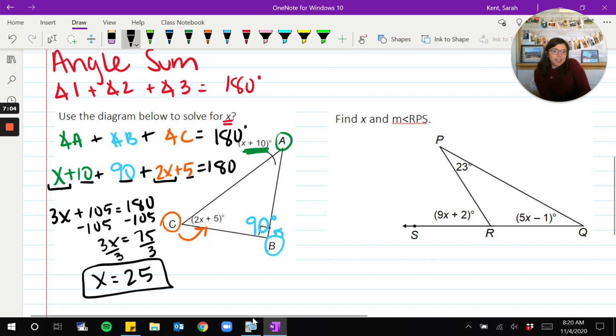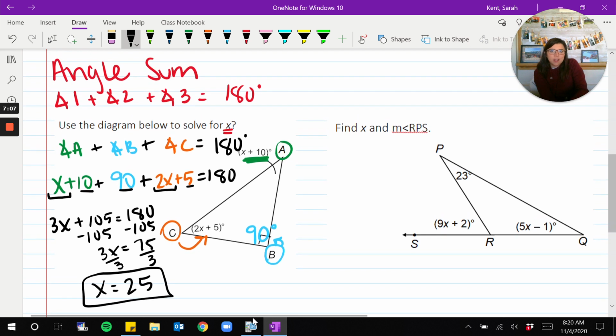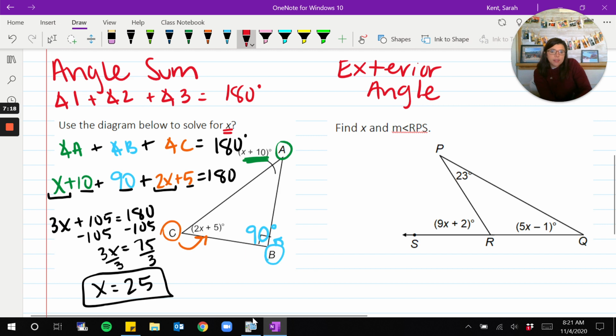All right, and then our second one that we're going to look at, this is our angle, or exterior angle theorem. And I can tell that because I have an angle that is outside of the triangle. There's this extra line here at the bottom where it's outside. So first I want to find x, and then I want to find RPS. I think this should say PRS. So I'm going to change this. PRS, so find that exterior angle.